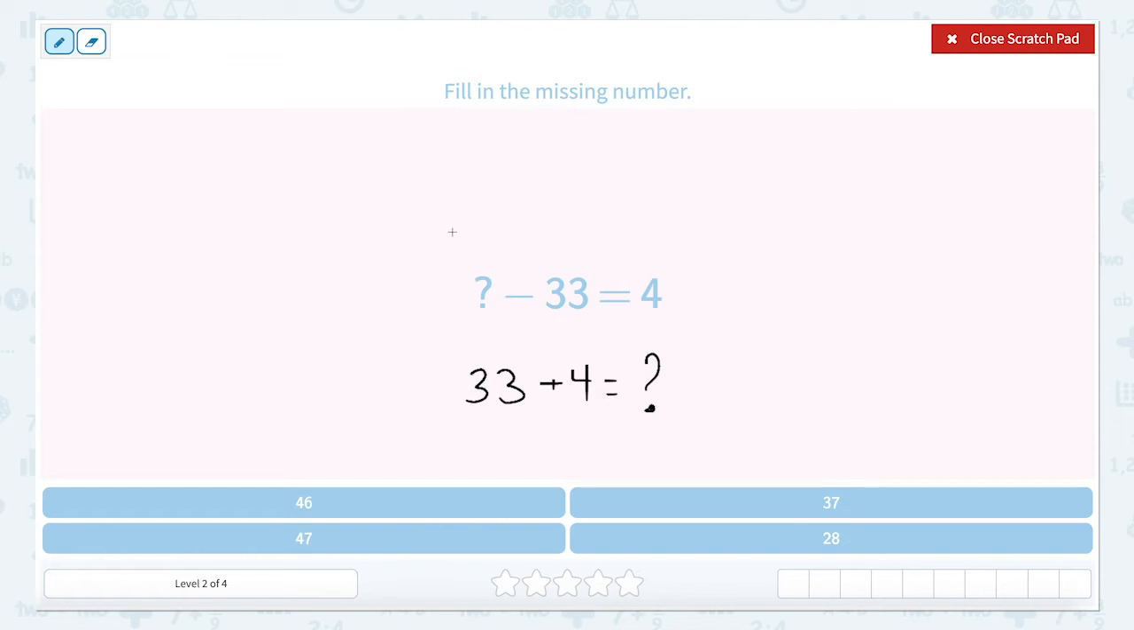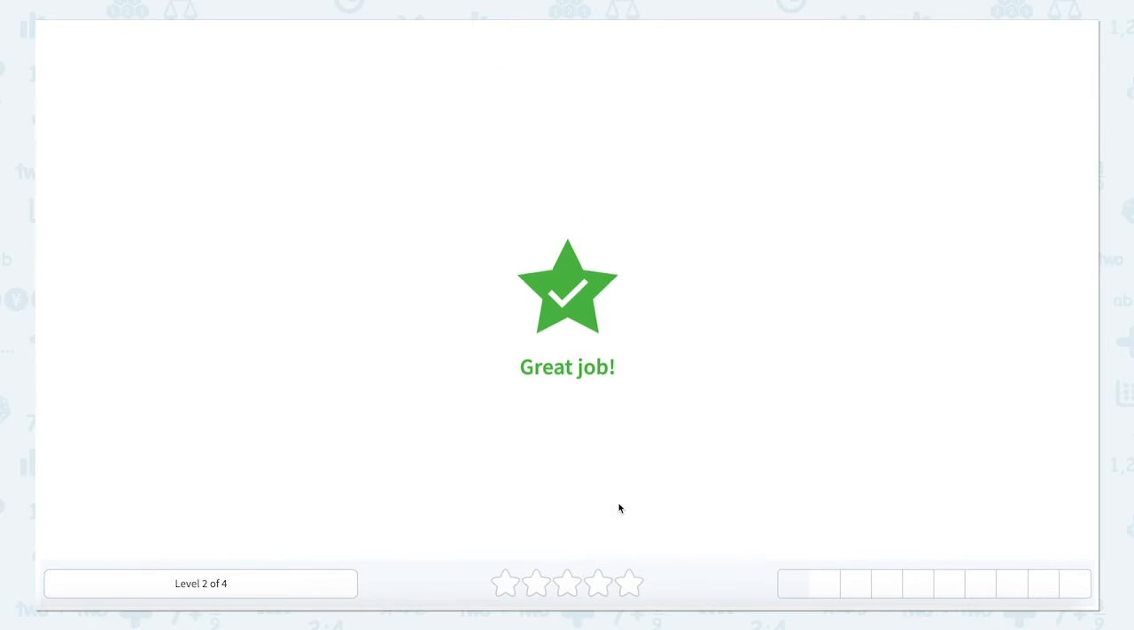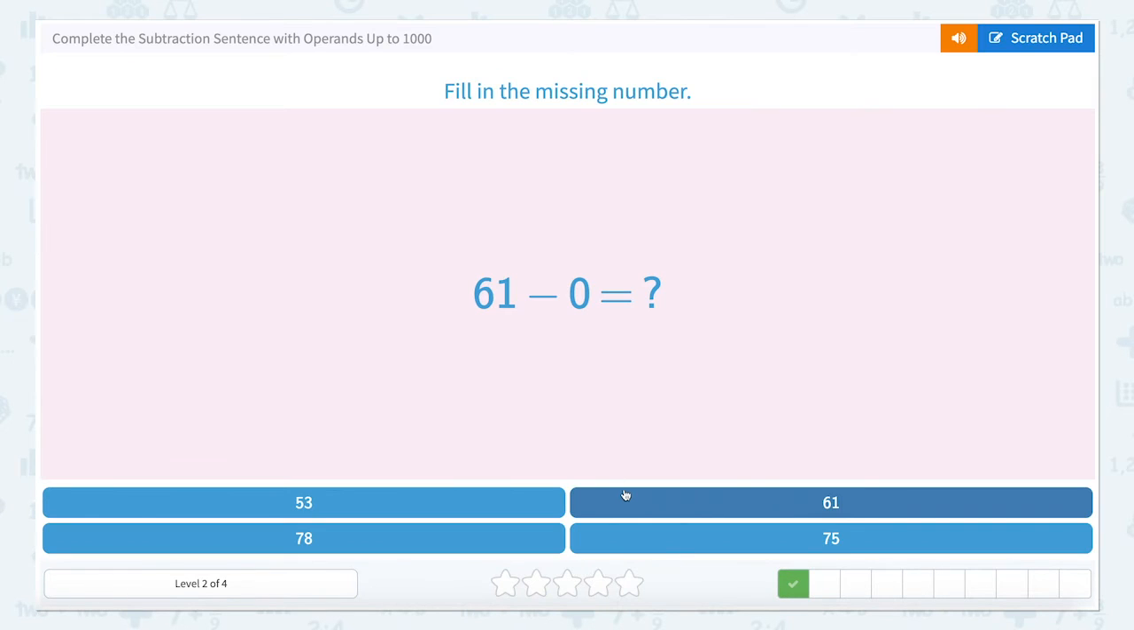Just to make sure that that makes sense, we could say 37 minus 33 equals 4. Does that make sense? Is that right? Yes, if I took away 37 minus 33, I would get 4. So now let's double check that that answer is down here. It is. Great. Let's move on to the next one.